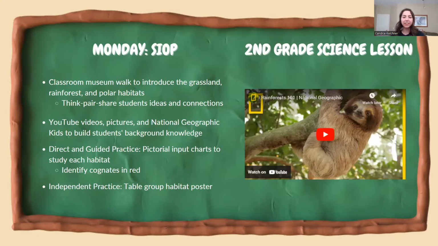And then for independent practice, students will create an information poster regarding an assigned habitat that they were given. So table groups will be either creating information posters for the grassland, rainforest, or polar habitat.